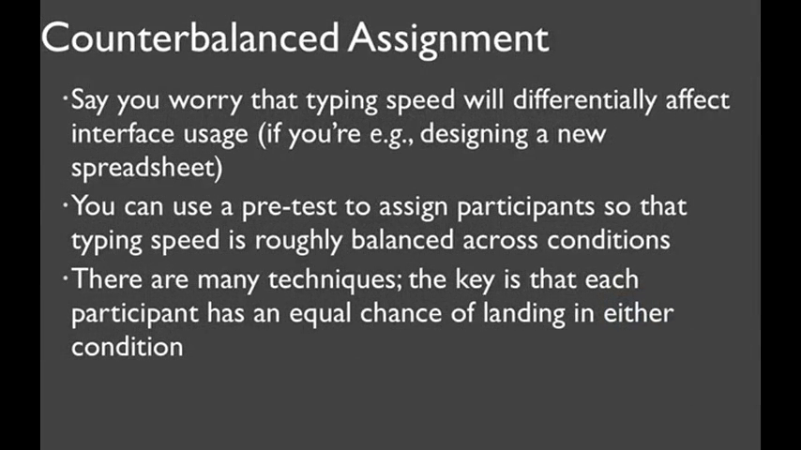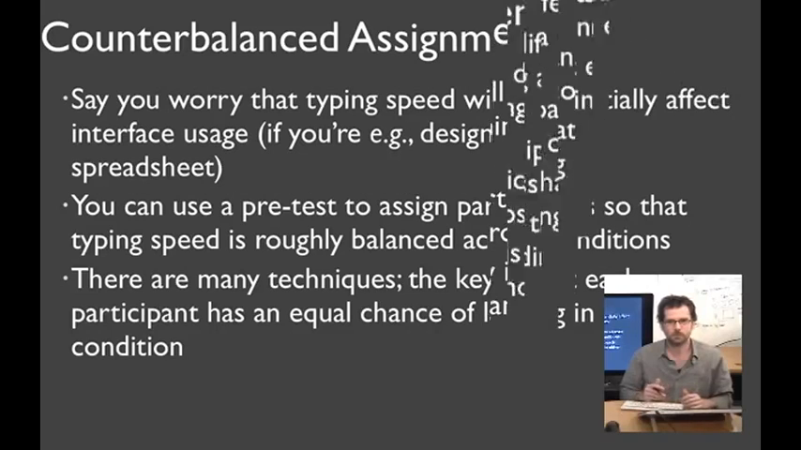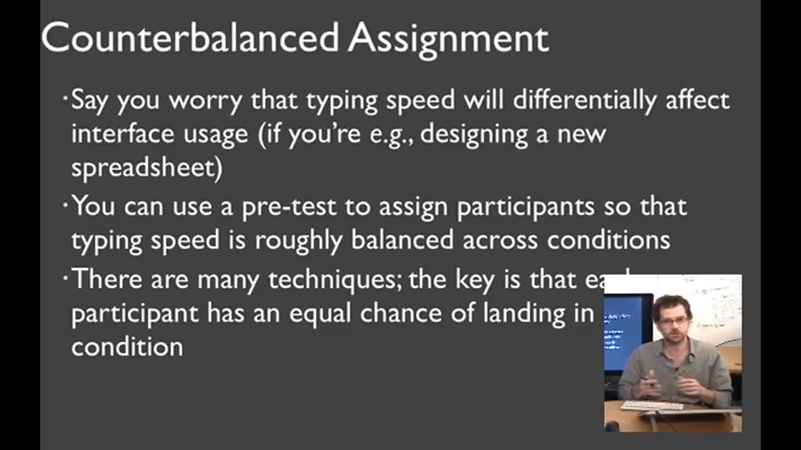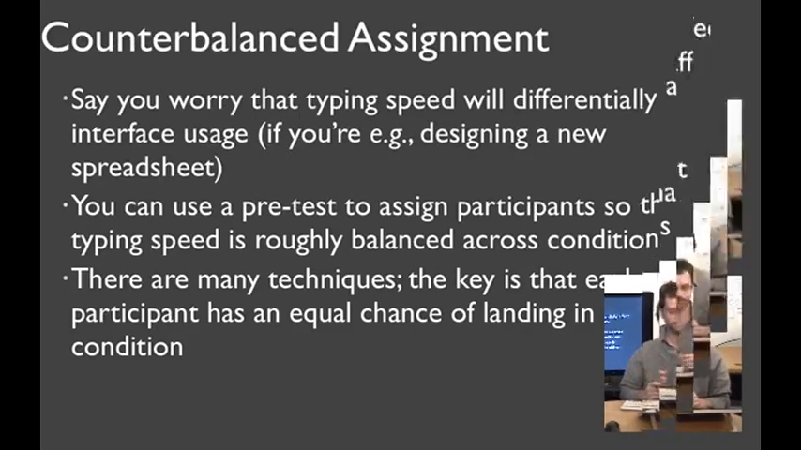We've talked about counterbalancing the order of conditions that participants experience. You can also counterbalance how you assign people to conditions. Say, for example, you're worried that typing speed will differentially affect something in your interface. You're building a new spreadsheet or something like that. You could use a pretest to establish typing speed ahead of time and use that to assign people to conditions.